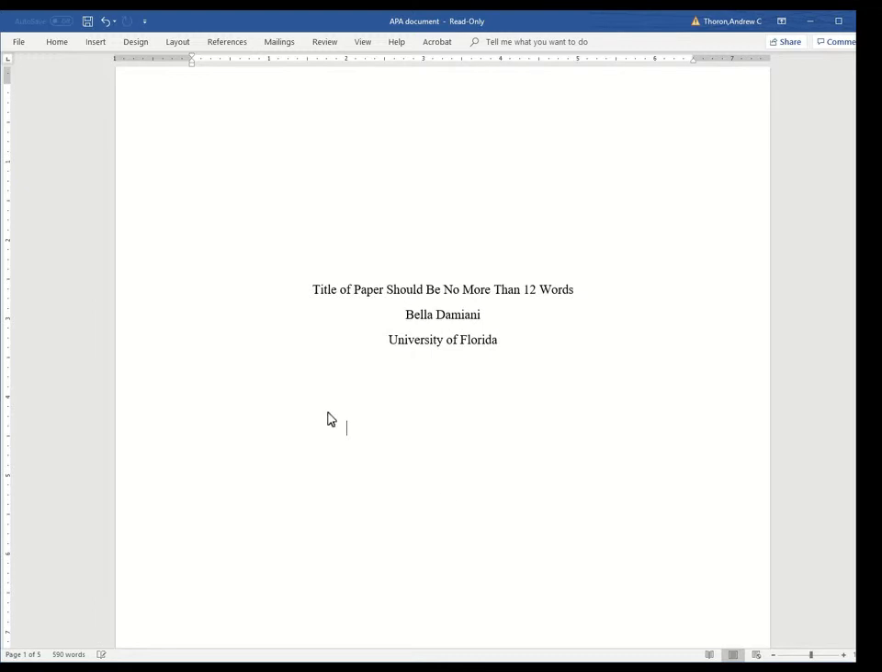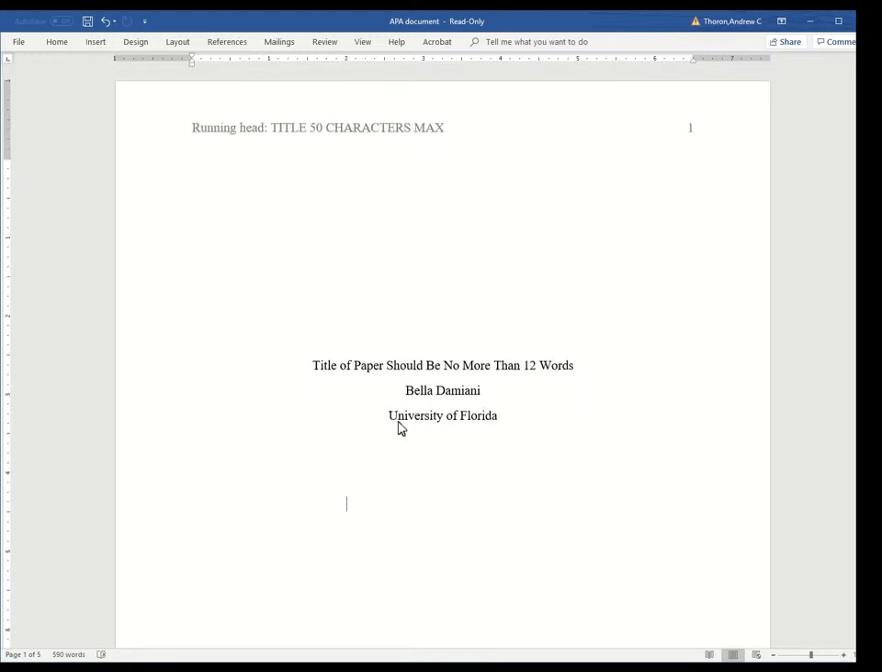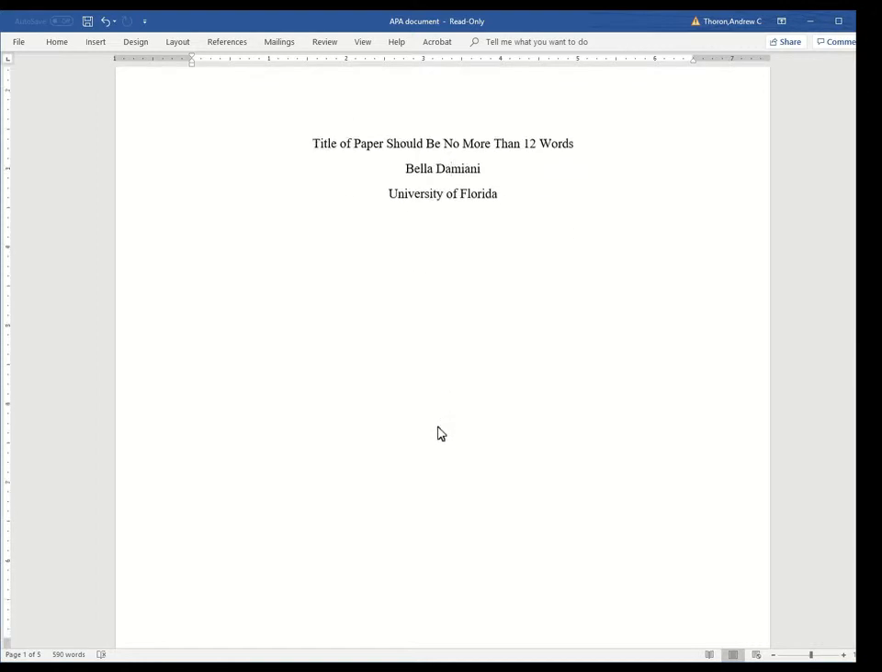And then looking back at the cover page, you're going to have your title, your name, and your institution affiliation. Your title should be no more than 12 words, and all words should be capitalized except things such as articles. That would include the, a, an, etc. And then you'll have your name following the title, and then your institution affiliation. This could be your school, a company you're working with, etc.